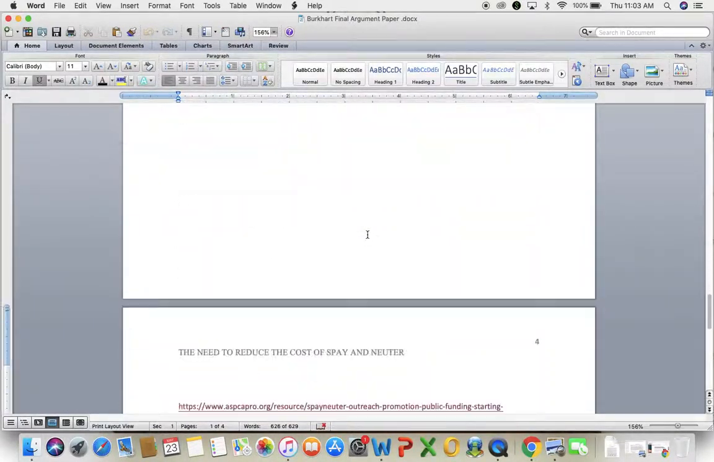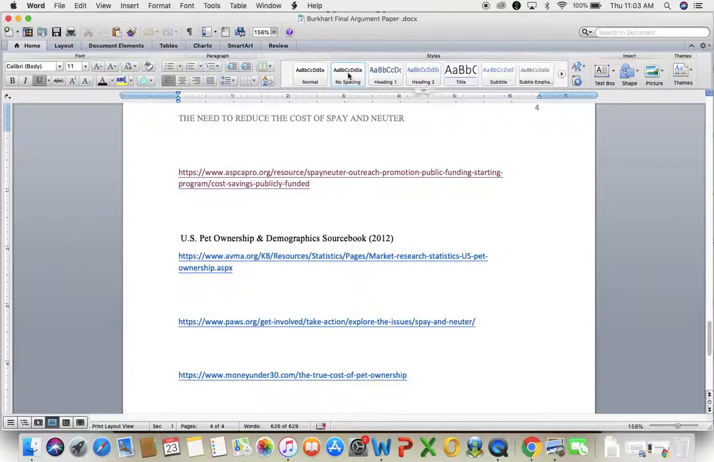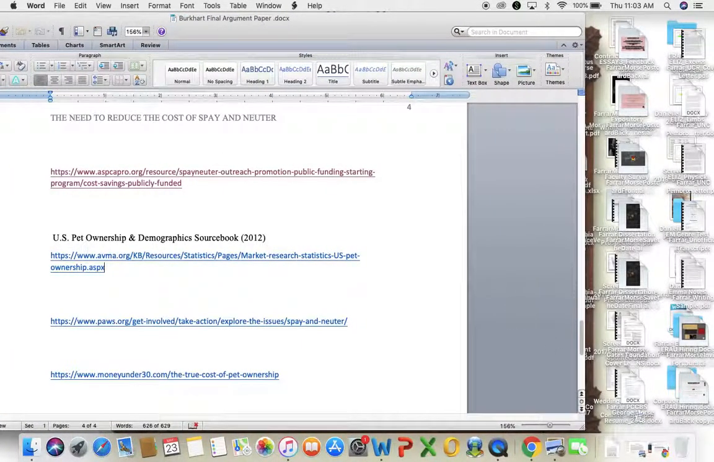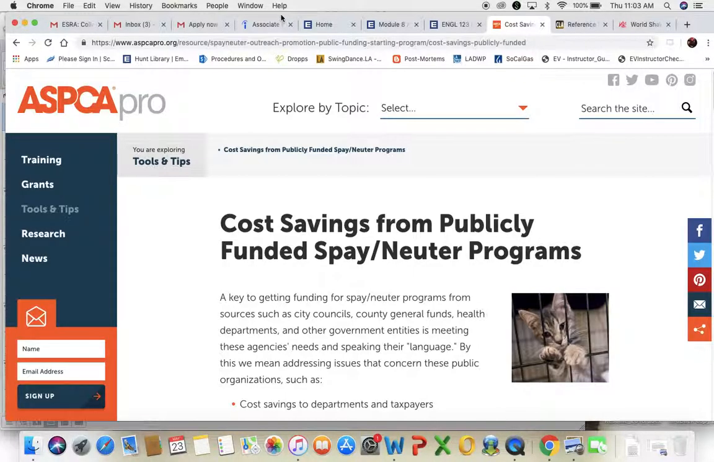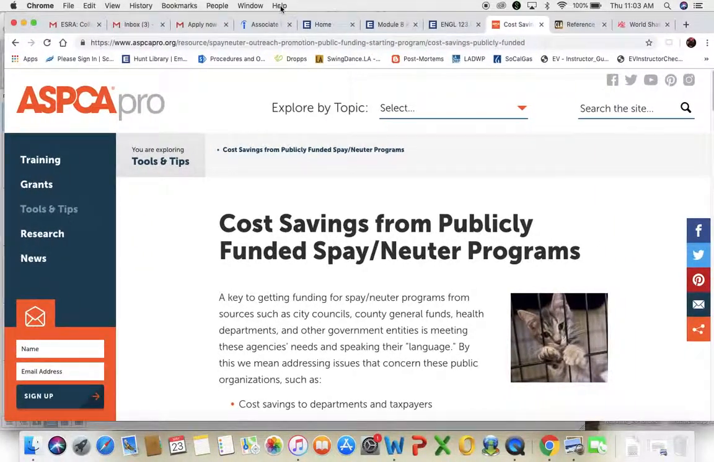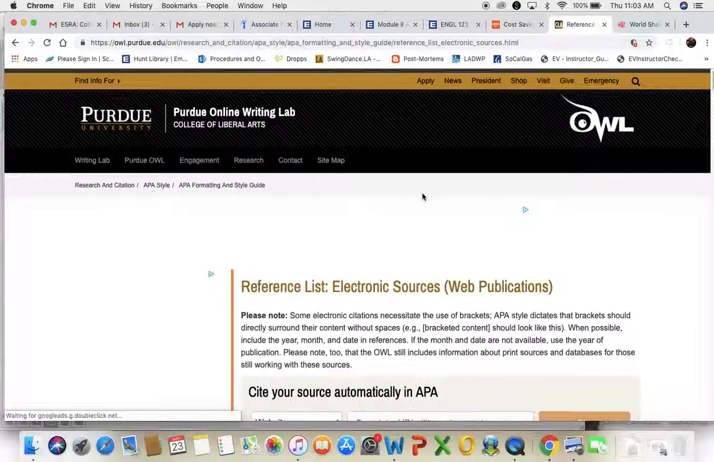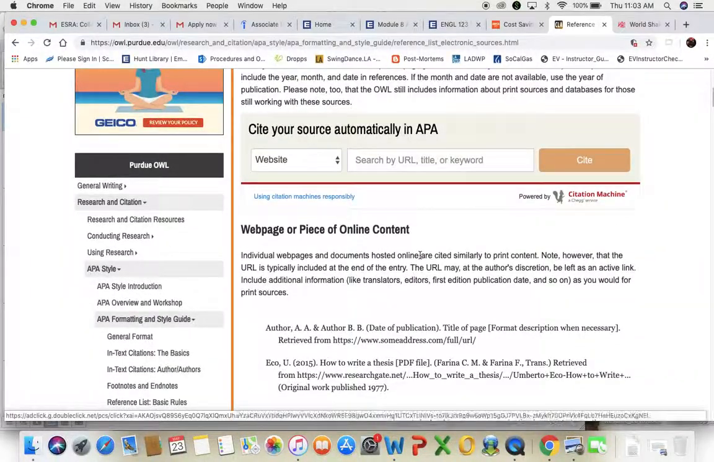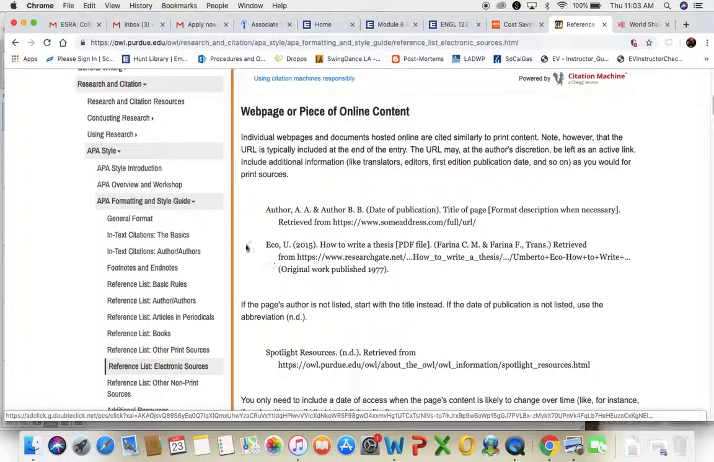So I'm going to do that first. I opened up that first source, which is the ASPCA, at least that was the URL you had there. And then I opened up the OWL at Purdue. I just Google APA OWL. OWL stands for Online Writing Lab, and this is considered the next best thing to the manual. Then I clicked on electronic sources, and this tells you how to cite things like websites, web pages.